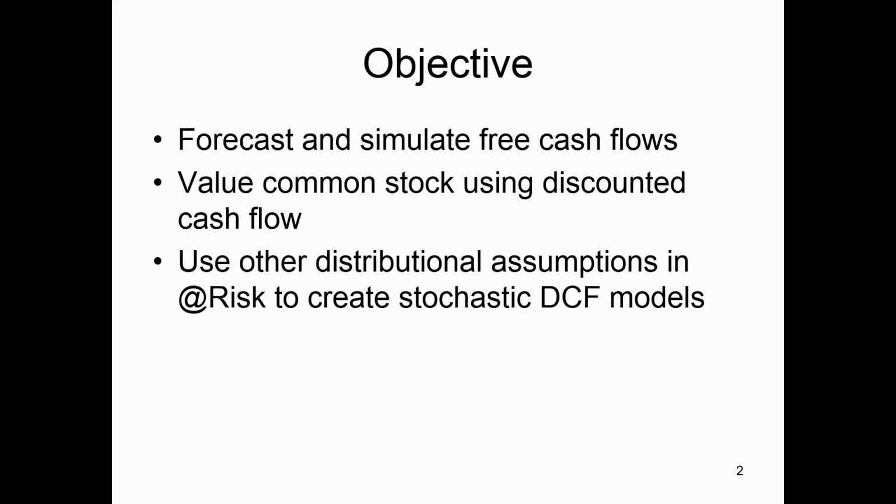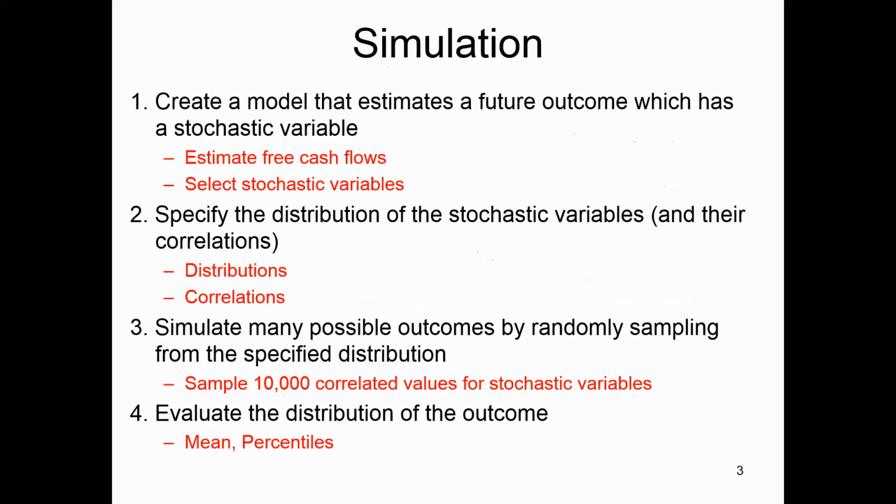model, and then use @RISK to do simulations of those models. So the basic steps to doing a simulation is you first create a financial model. For example, we're going to do models that estimate free cash flows. Now, for it to be a simulation, you have to choose at least one of the parameters of the model or its variables to be stochastic. Stochastic meaning that the variable can have more than one value, and you can describe the distribution of that variable.